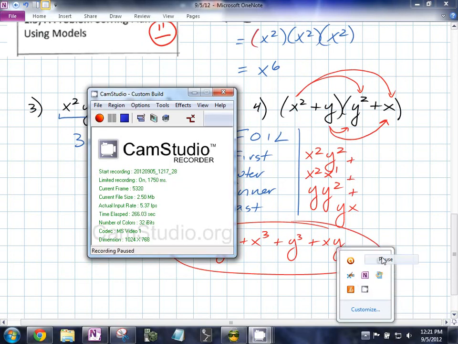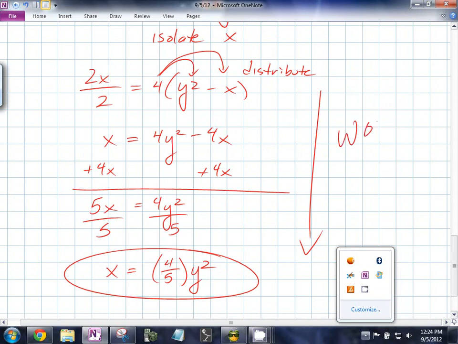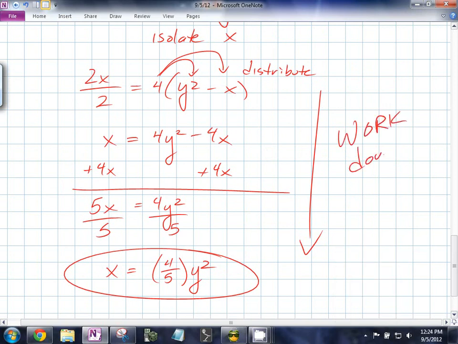Work down. Repeated equal signs, not something I want to see. So work down. Please, please, please work down.